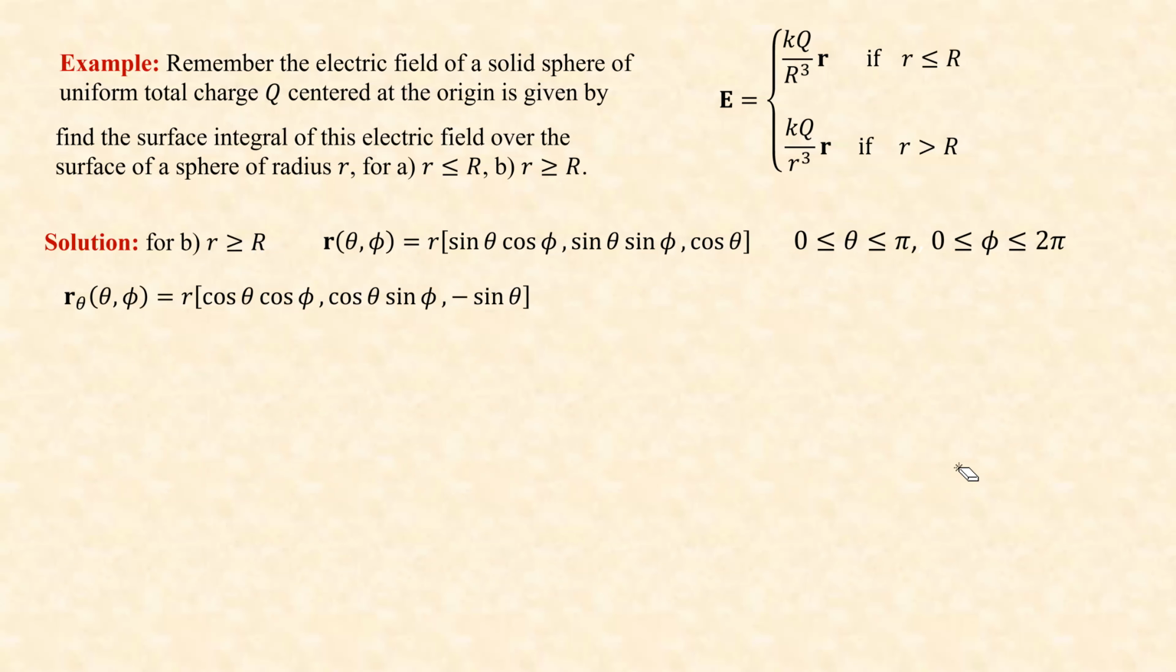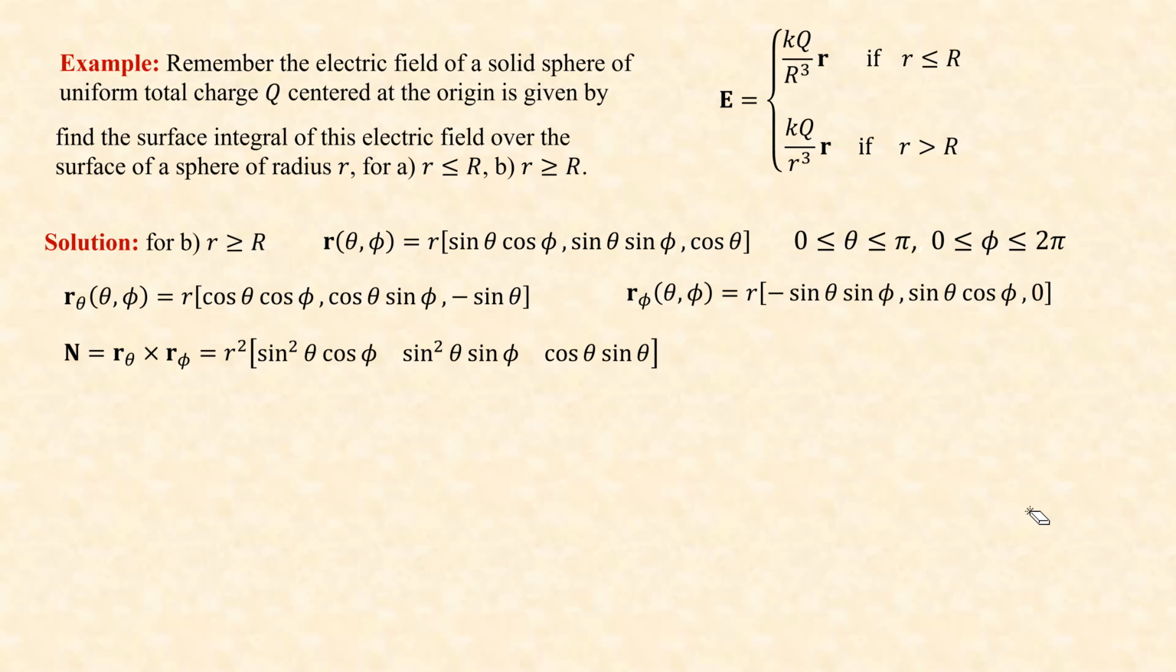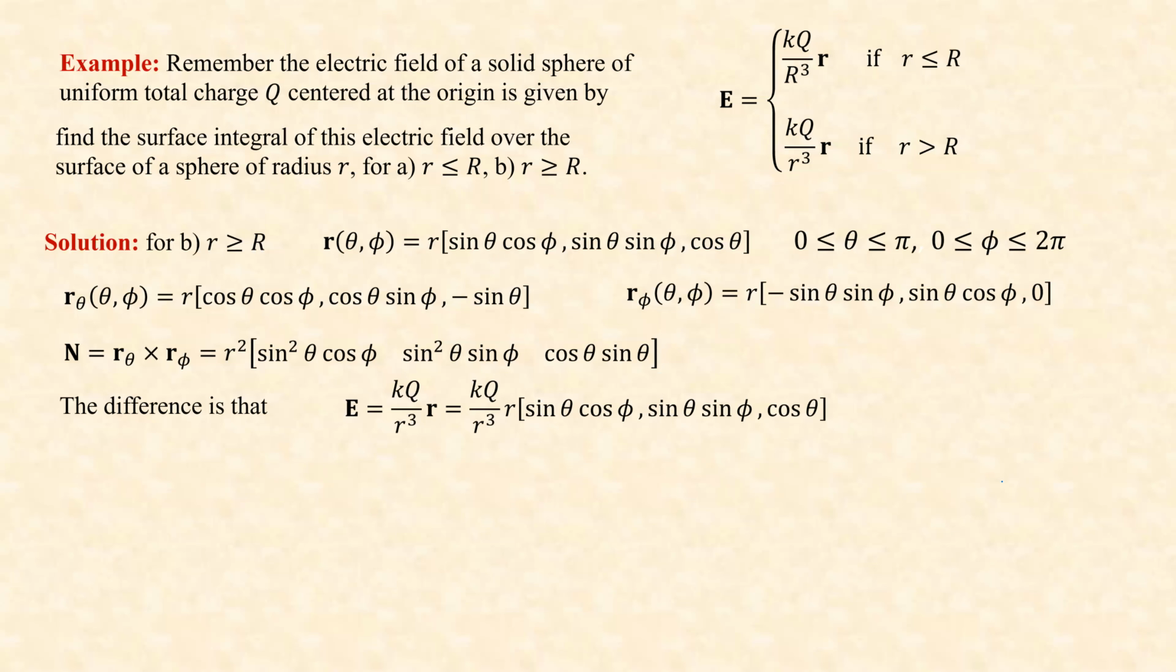Everything so far is the same. So you get r theta and r phi, the partial derivative is the same, the normal is the same. But the difference is that now the electric field, instead of being this formula, is now this formula, right? So what is the difference? So kQ over r cubed times r is the electric field, but then we put r equal to that again, we get this, kQ over r cubed times r. Sine theta cosine theta, sine theta sine phi, and cosine theta, three components, right?